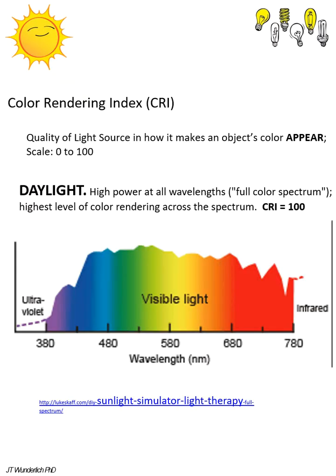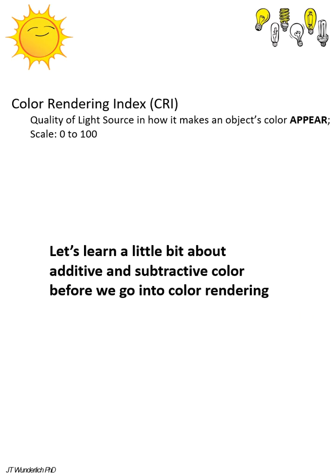Now we want to speak about the color rendering index. This is very important to what you see and how things actually appear, and it's on a scale of 0 to 100. And daylight, of course, is going to give us the most appropriate for the way our eyes work, since we've adapted to sunlight as living beings on this planet. Before we get into the color rendering index, though, we should learn a little bit about additive and subtractive color.